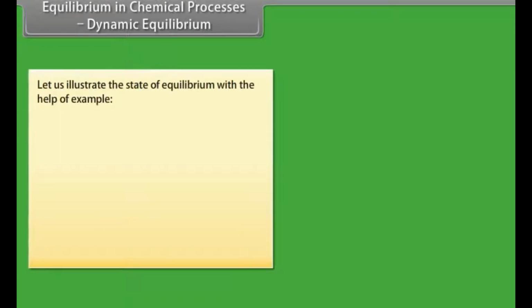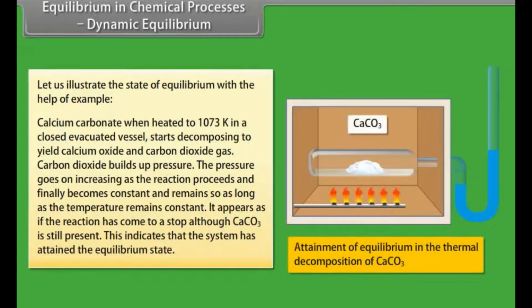Let us illustrate the state of equilibrium with the help of an example. Calcium carbonate, when heated to 1073 Kelvin in a closed evacuated vessel, starts decomposing to yield calcium oxide and carbon dioxide gas. Carbon dioxide builds up pressure. The pressure goes on increasing as the reaction proceeds and finally becomes constant and remains so long as the temperature remains constant. It appears as if the reaction has come to a stop, although CaCO3, calcium carbonate, is still present. This indicates that this system has attained the equilibrium state.